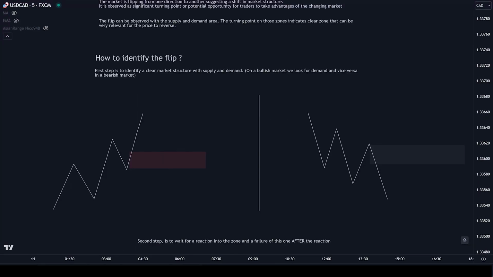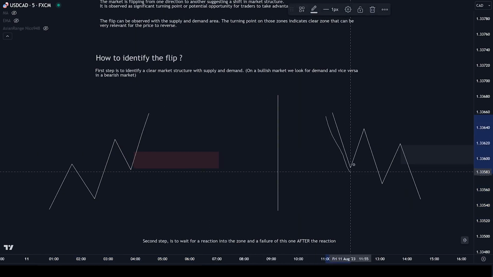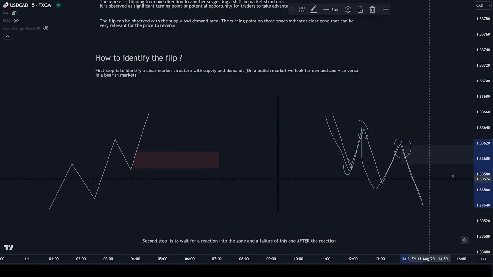There are a few steps that you can follow in order to identify a flip in market structure. The first step is a clear market structure with supply or demand. In a bullish market, we will look for demand, and vice versa in a bearish market. On the model here, we can see that we are bullish and we are just marking the demand. Vice versa in the bearish market, we are trending, making lower lows and lower highs, and so we only mark the supply zone that made the last low.